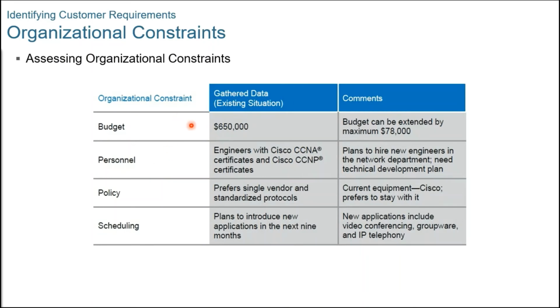Now, the table here shows the organizational constraints and accompanying data that has been collected for our sample company, Corporation X. So the budget, and the personnel, all with certifications, and policy, which should be a standardized protocol, so no proprietary protocol is to be used, and of course the scheduling, which is very important in project implementation.